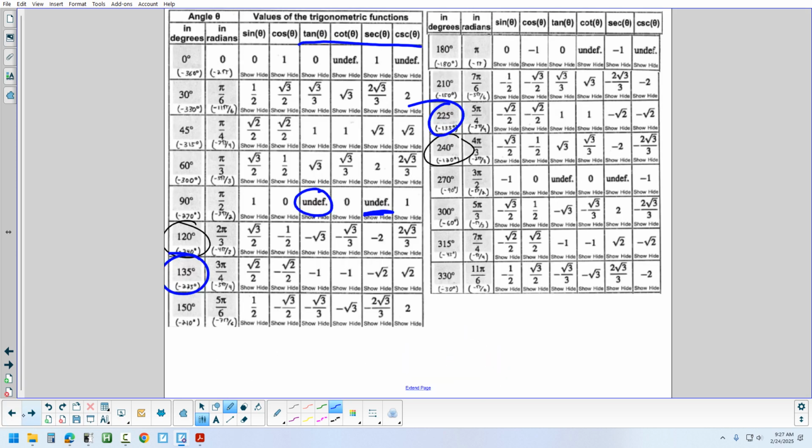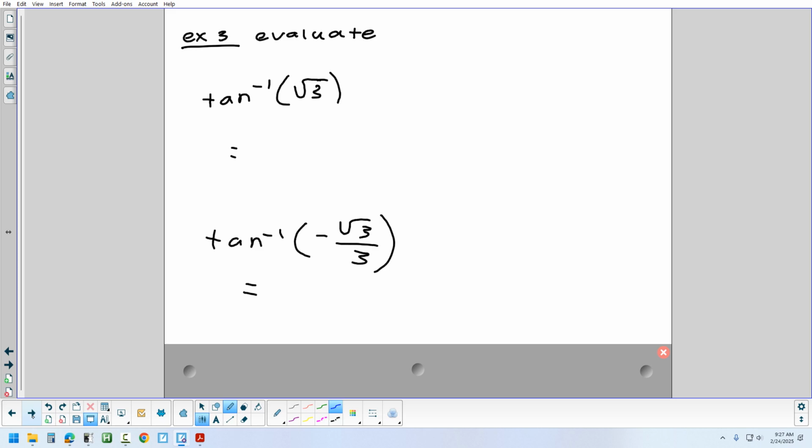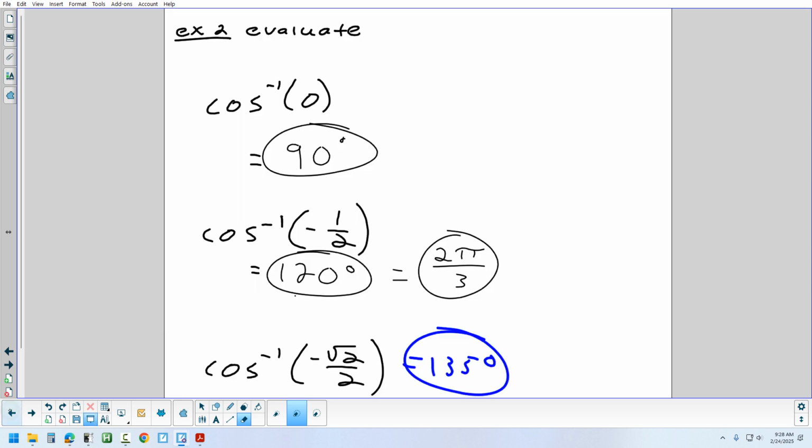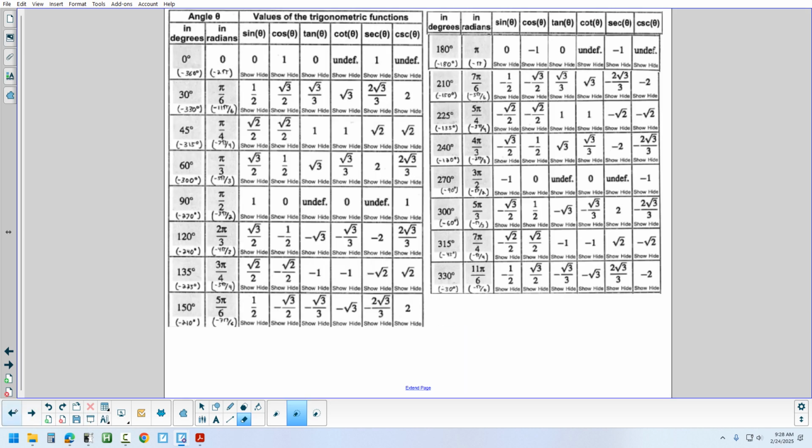All right, so let's try inverse tangent of root 3. Okay, so first thing, we want to make sure we remember what we're between again. So what are we looking to stay between this time? Negative 90 and 90. Okay, back to negative 90 to 90, but it never will be exactly negative 90 or 90. So how about inverse tangent of square root 3?